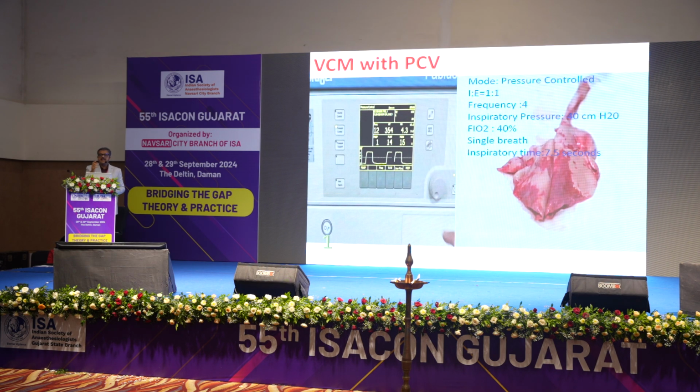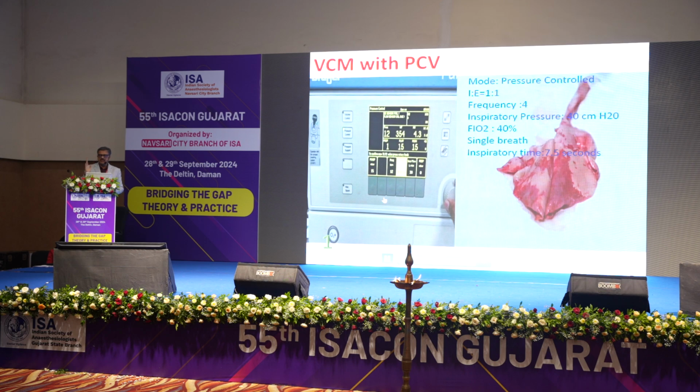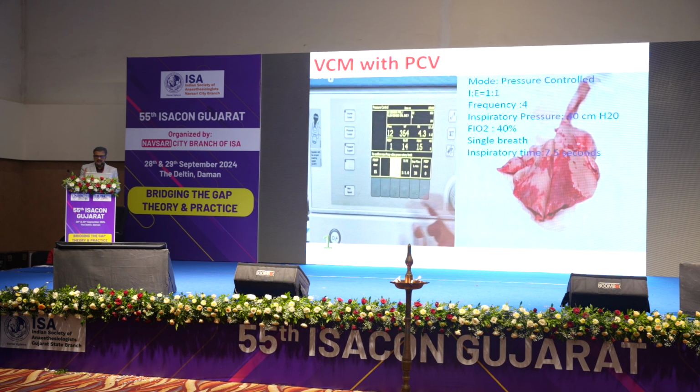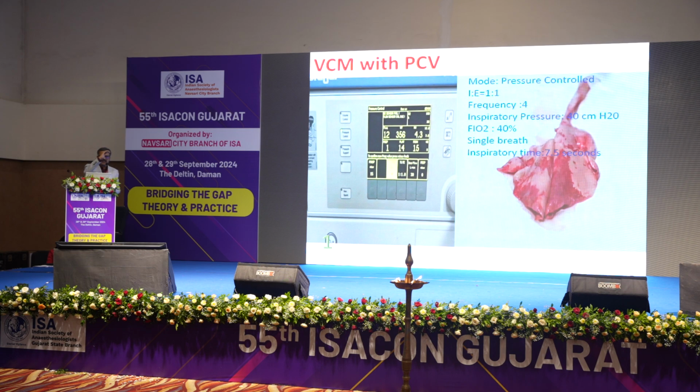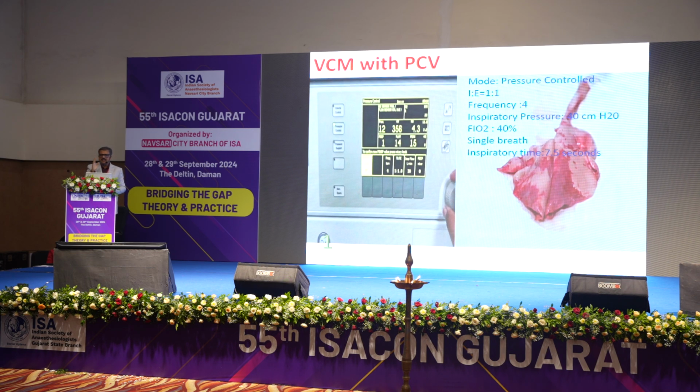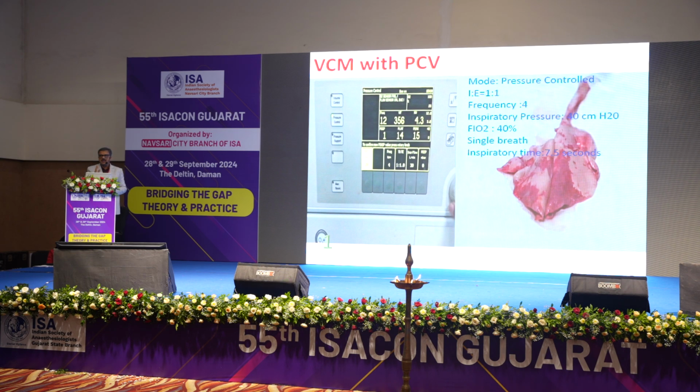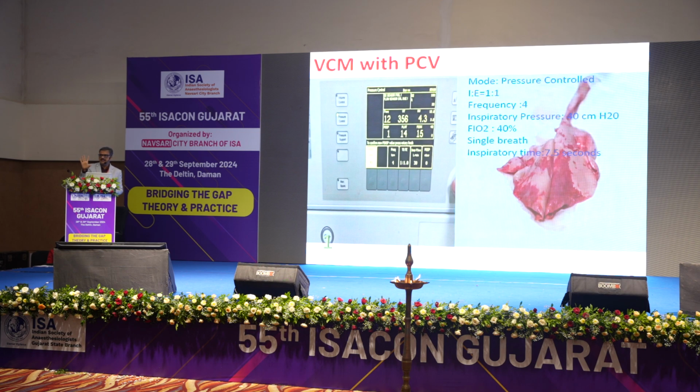Another is with pressure control ventilation. What you should do: change the mode to the pressure control one, then change the I:E ratio to 1:1, decrease the frequency to 4, keep the FiO2 at 40, and increase the airway pressure to 40. Now what happens? When you change the frequency to 4, it means 15 seconds per breath.